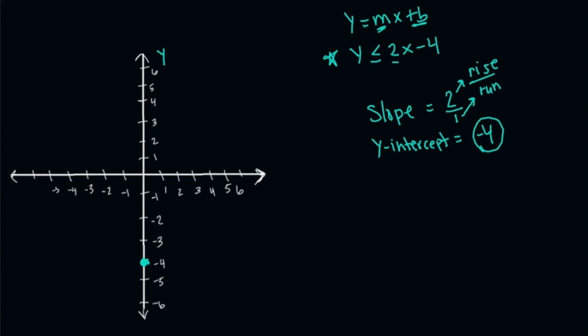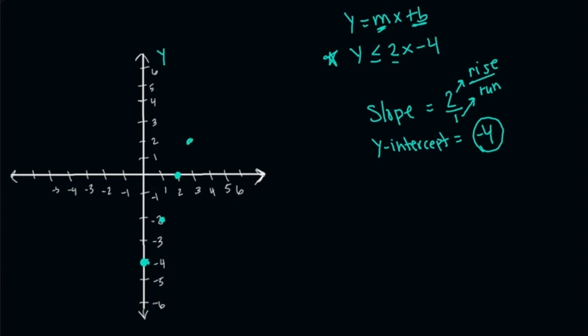Starting at this point, -4, we would rise 2, which would go up 1, 2. And then we would go over 1 to the right, and put a dot right there. Same thing, we can do it again. Rise 2, over 1, and put a dot right there. One more time, I'm going to rise 2 and run 1 and put a dot right there.